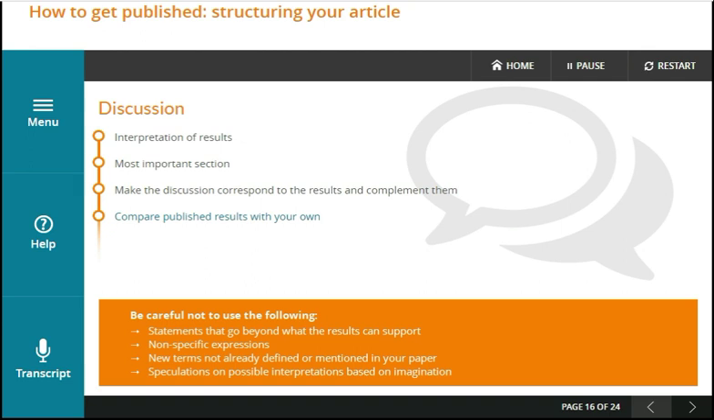Non-specific expressions such as higher temperature or at a lower rate. Use quantitative descriptions instead. New terms not already defined or mentioned in your paper. Speculations on possible interpretations that are based on imagination rather than rooted in fact and carefully explained in the article.